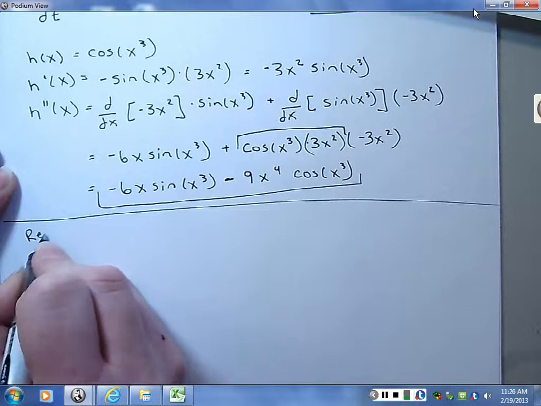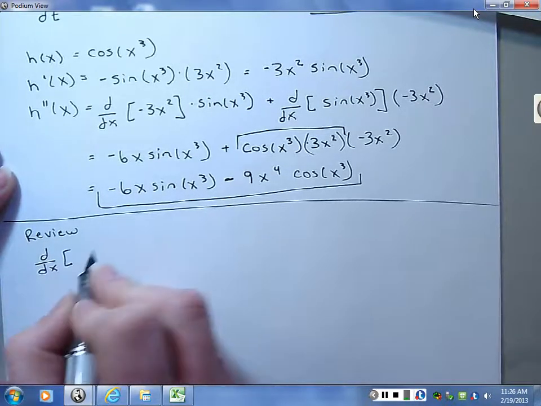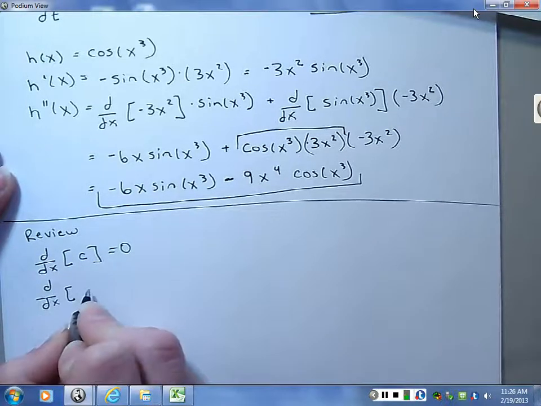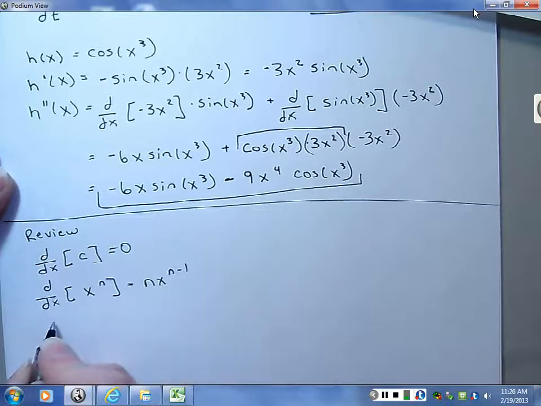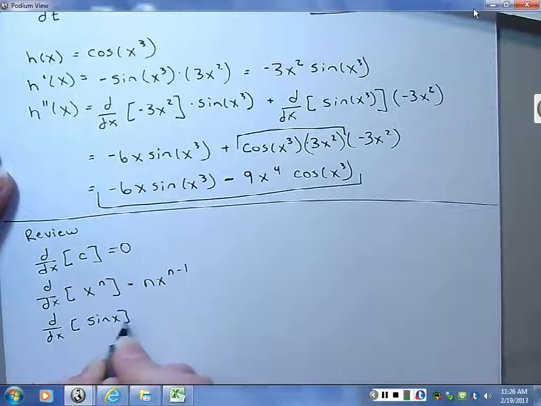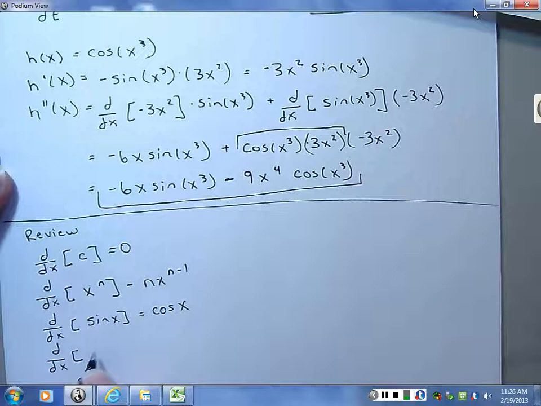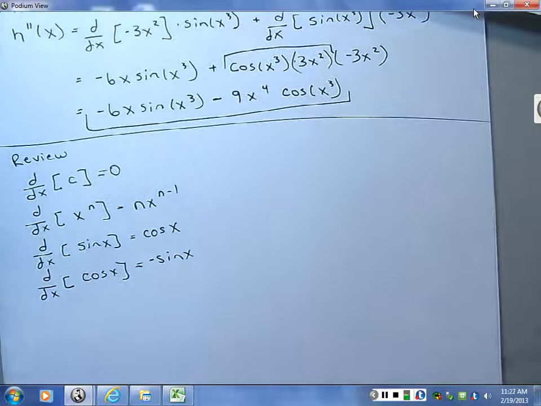So we know that the derivative with respect to x of a constant is 0. The derivative with respect to x of x to the n would be n x to the n minus 1. We know the derivative with respect to x of sine is cosine. We know the derivative with respect to x of cosine is minus sine. Those are the only ones we definitely have to memorize. The other 4 we can derive, but let's go ahead and write them.